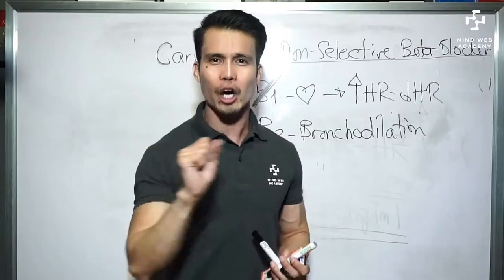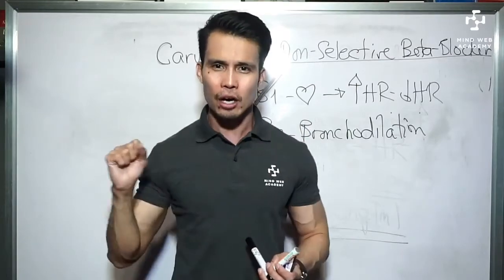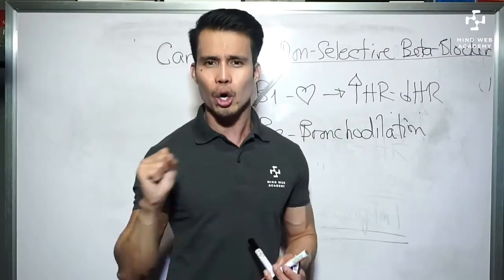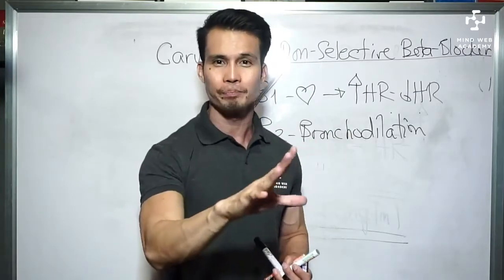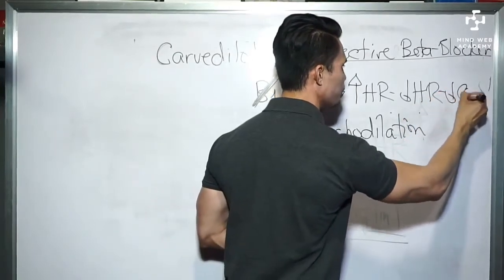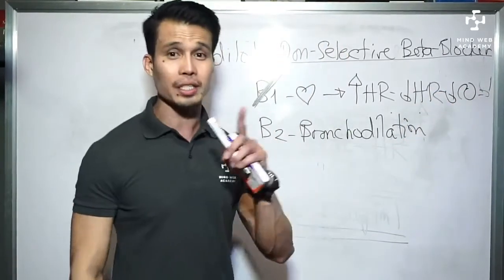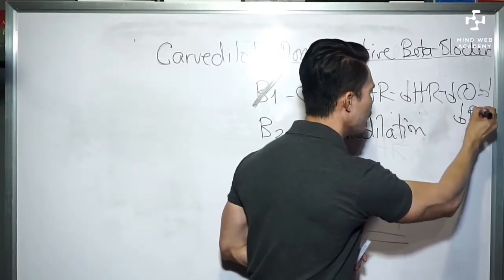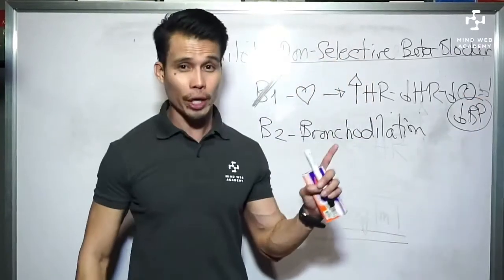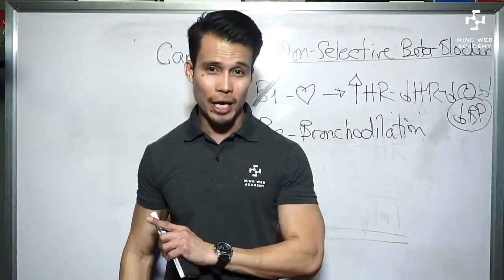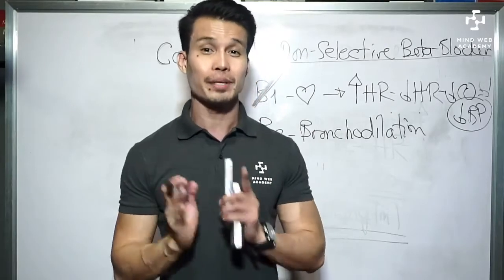What happens to our cardiac output? Because our heart rate is slow, will the cardiac output increase or decrease? Obviously, that can lead to a decrease in cardiac output. Am I right? A decrease in cardiac output, nurses, can decrease your blood pressure. Therefore, a beta blocker is an anti-hypertensive agent, one of your anti-hypertensive agents.